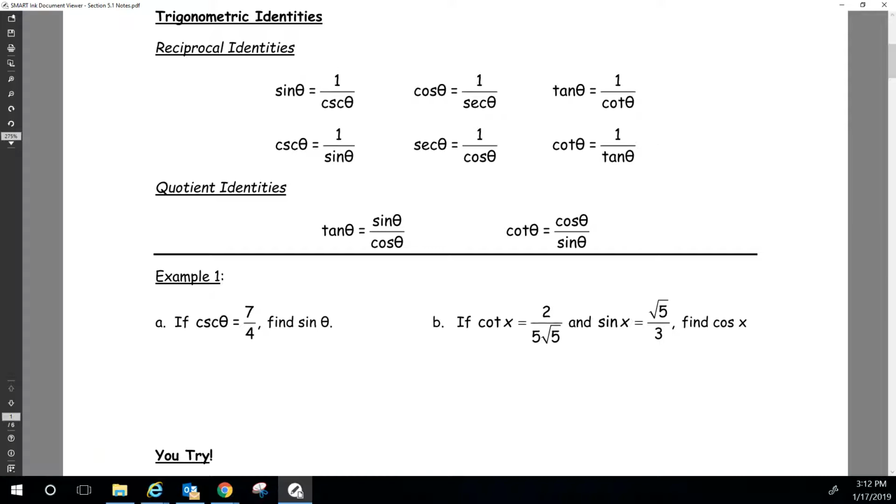So our first identities here are reciprocal identities. We saw these in chapter 4, but we didn't call them identities. But sine is the reciprocal of cosecant, cosine is the reciprocal of secant, tan is the reciprocal of cotangent. We talked about those in chapter 4. The newer ones here are the tangent and cotangent. They make sense because we know tangent is y over x, and y is sine theta, and x is cosine theta.